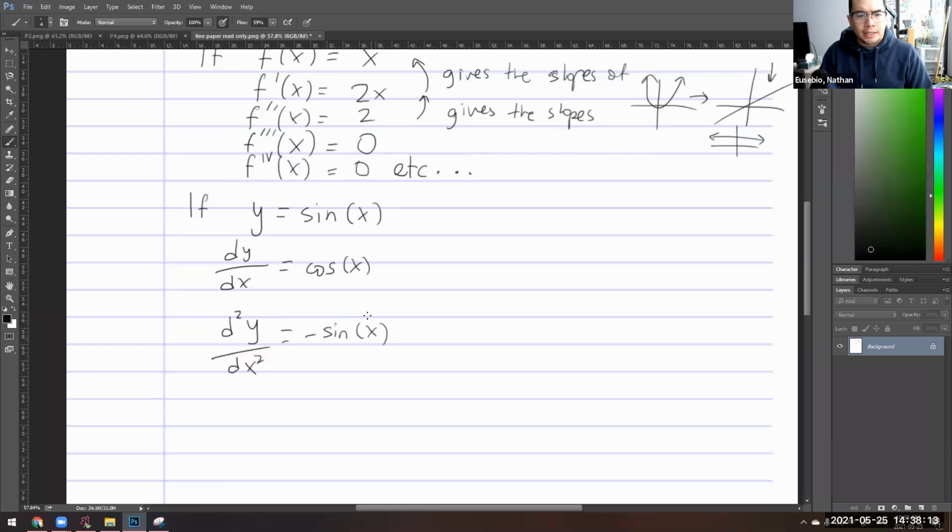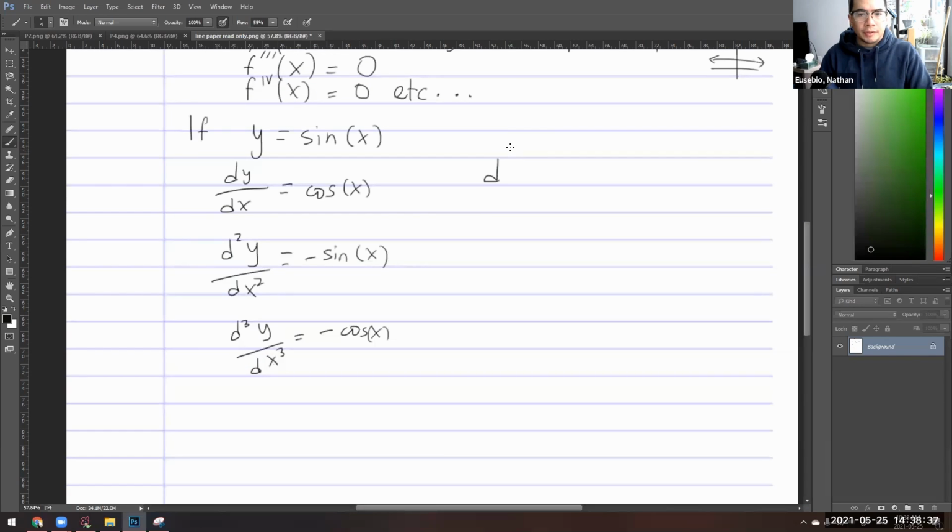I'm not squaring anything. Leibniz notation is strange. It's not really a fraction, and it's not really a squared either. But if I wanted to take the third derivative, the derivative of minus sine would be minus cos. And then the fourth derivative, d4y over dx4. Derivative of cosine is minus sine. Minus times minus takes us back to sine. For certain functions, you have some fun patterns.